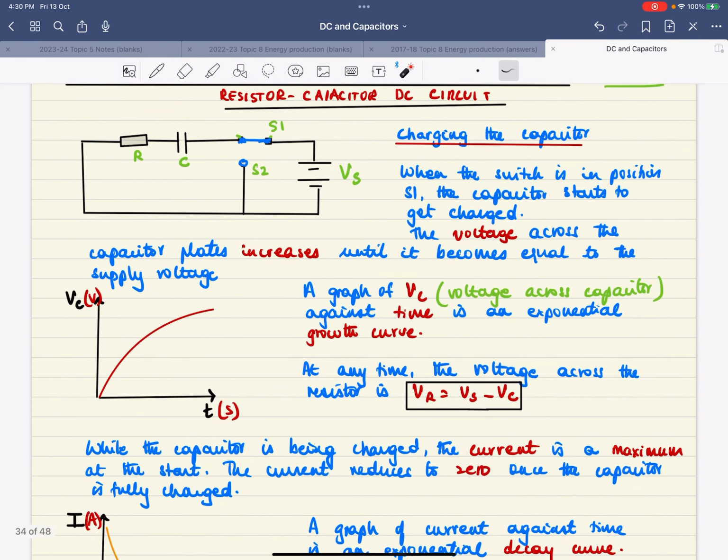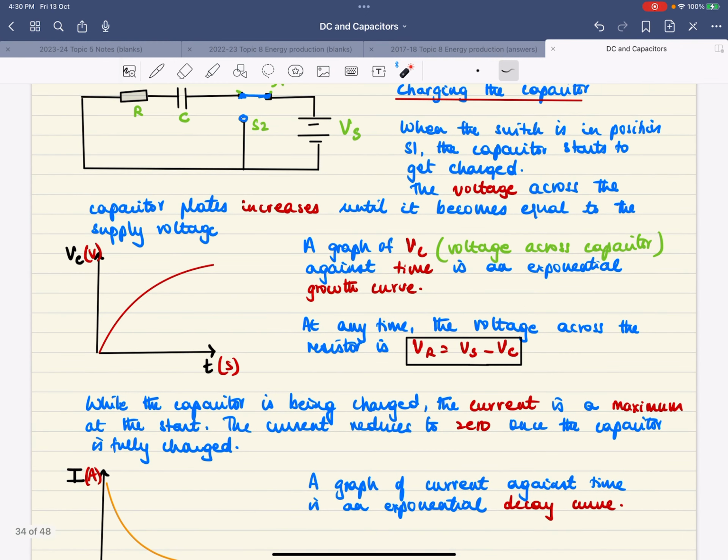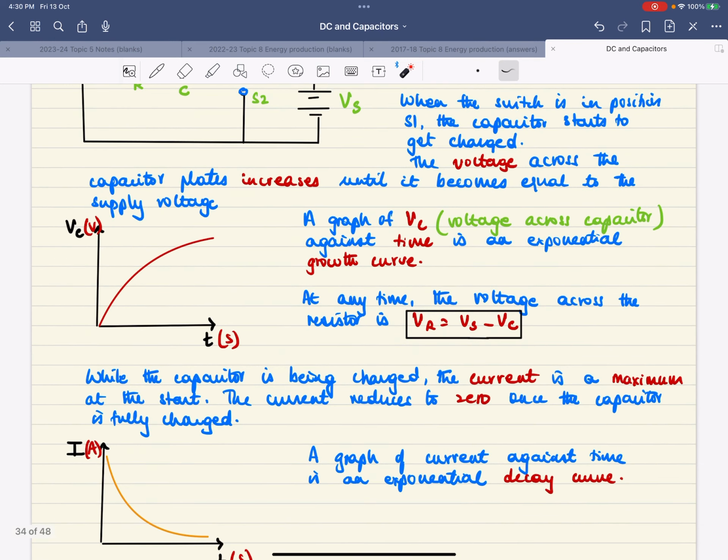If you drew a graph of voltage against time for the voltage across the capacitor, you will have an exponential growth curve. At any time in this charging process, the voltage across the resistor is equal to the supply voltage minus the voltage across the capacitor.